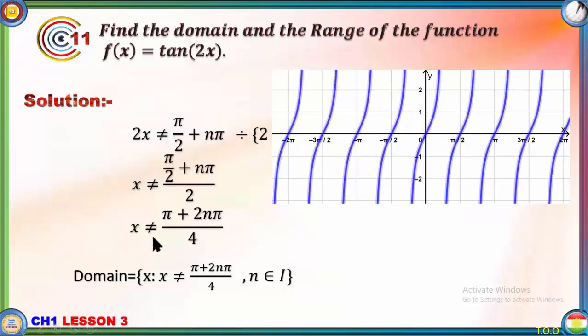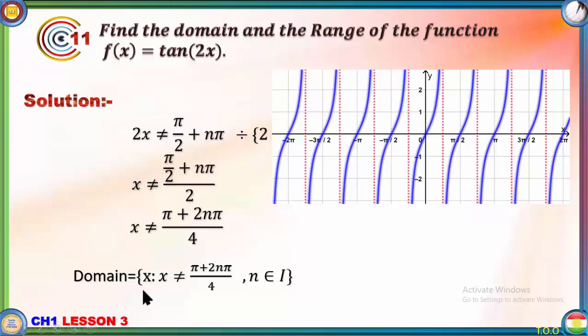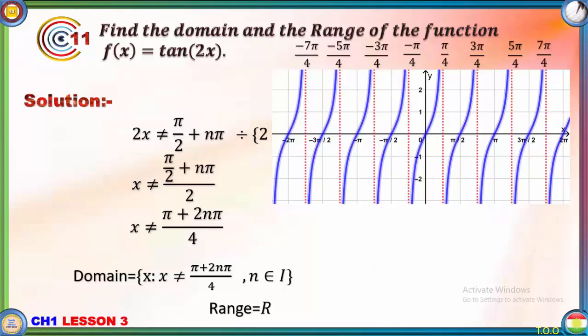The x equal pi over 2 plus n pi are the vertical asymptotes. The domain is all x when x is not equal to pi over 2 plus n pi over 4, but the range remains R.